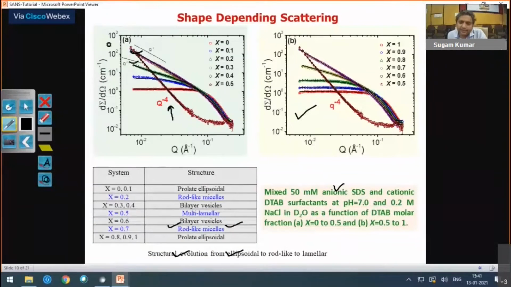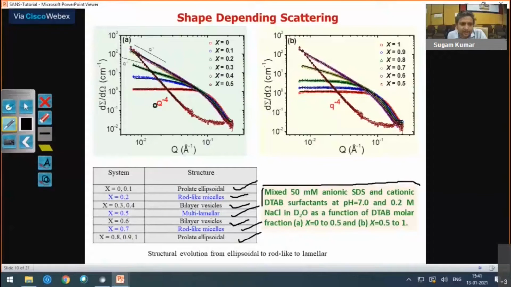Now let's see for some different shapes. So this is the system of mixed micelles, mixed anionic SDS and cationic DTAB surfactant in different ratios. As the X increases, DTAB concentration will increase. So for x equal to 0, it is only SDS. We see prolate ellipsoidal sort of, and then keep on increasing, which is rod-like, then bilayer vesicle, multilamellar vesicle, then again bilayer, again rod-like, and again prolate ellipsoidal. So it is like this.